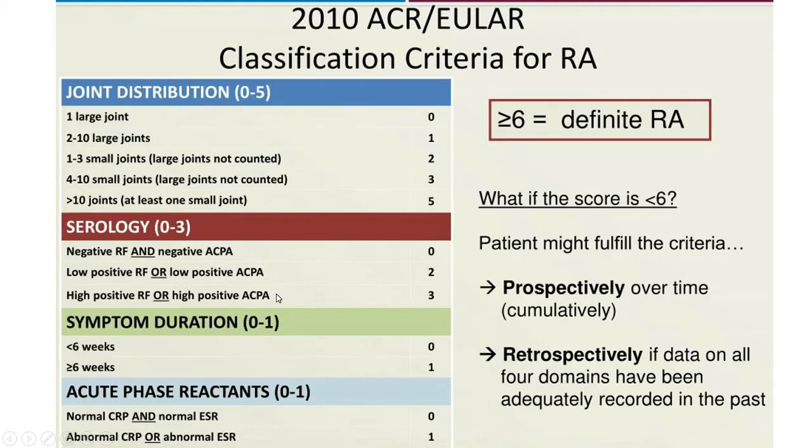Now, as per the EULAR 2010 protocol, you have to know which are the arthropathies that will be treated like rheumatoid arthritis. When any joint pain cannot be explained by SLE arthropathy, psoriatic arthropathy, HIV arthropathy, or any crystal deposition, then that joint pain must be counted for one large joint, or two to ten large joints, or one to three small joints, or four to ten small joints.